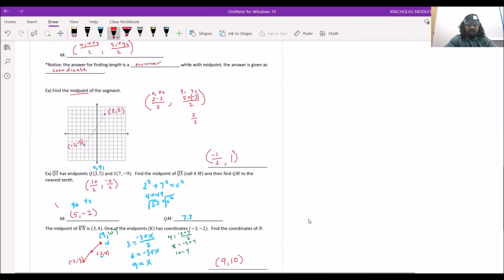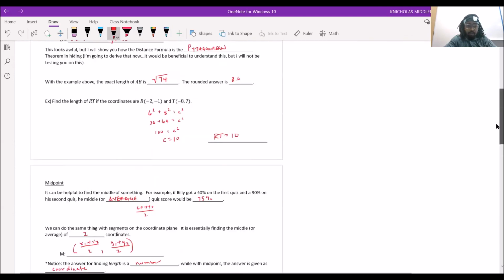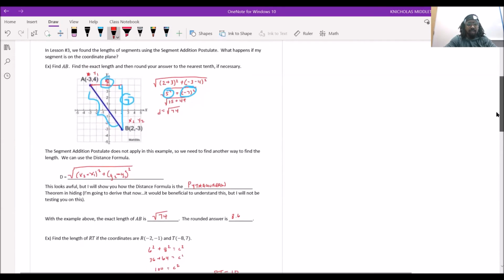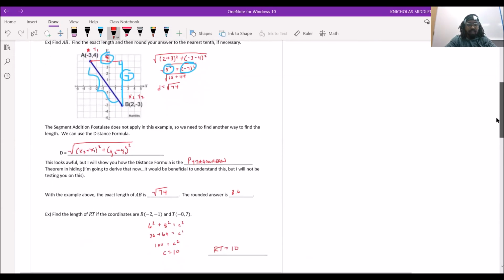Okay, so there we go. That's distance and midpoint formula. Using the formulas, but also hopefully recognizing distance formula as Pythagorean theorem. I think that'll help us out a lot.